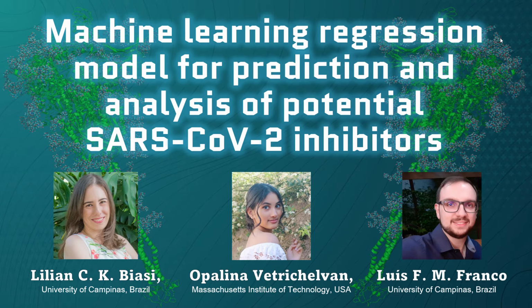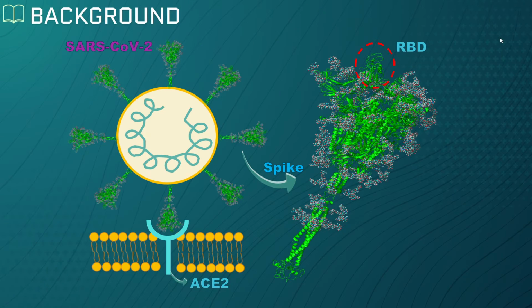Hi, my name is Lilian, and today I'm going to present a machine learning regression model for prediction and analysis of potential SARS-CoV-2 inhibitors. To enter the host cells, the coronavirus binds to a cell surface receptor known as ACE2.